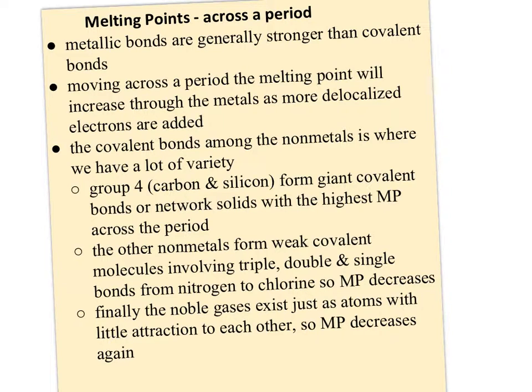So we see an increase across groups 1, 2, and 3, and even an increase with group 4 when we hit those nonmetals. But then as soon as we get past group 4, the other nonmetals are forming weak covalent bonds. They either have a triple, double, or single bond: nitrogen triple, oxygen double, chlorine single bond. So now the melting point starts plummeting, and it's actually quite a bit lower than it was for any of the metals, even the group 1A metals. And then finally you get to group 18 with the noble gases, and they just exist as atoms. They're called gases because their melting points are so ridiculously low, so melting point drops even further.